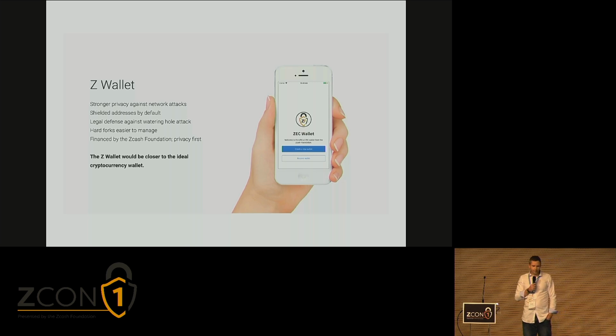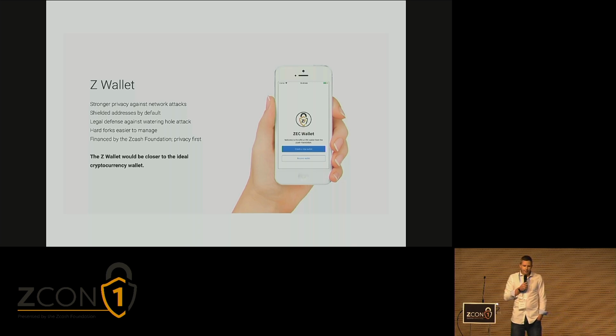And I think hard forks are a little bit easier to manage in the Zcash world for a lot of reasons. I think the communication flows a little bit more easily, and it takes a little bit longer to get things done, which is a big positive. And then the source of funding would be quite clear as well.